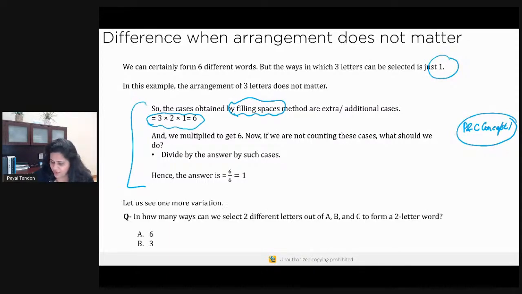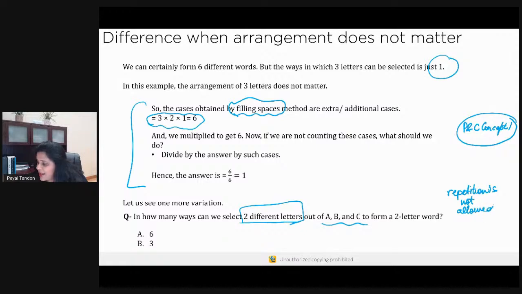Okay. So we'll see one more variation here. In how many ways can we select 2 different letters out of A, B, and C to form a 2-letter word? Now, again, one thing that I want you to understand is in selection, you're always selecting different letters, because repetition not being allowed is implied when you are selecting something. Do you see that?